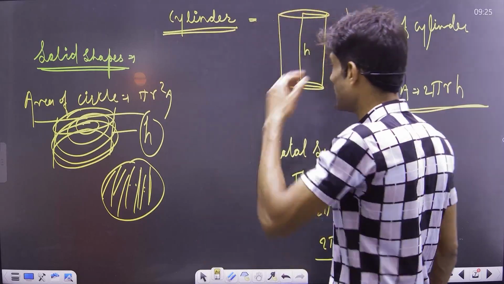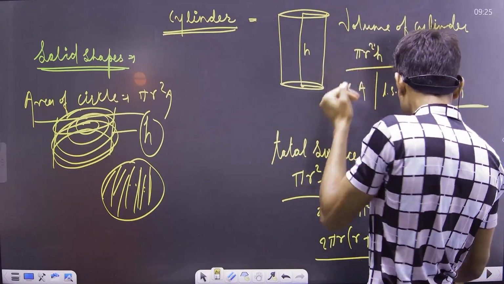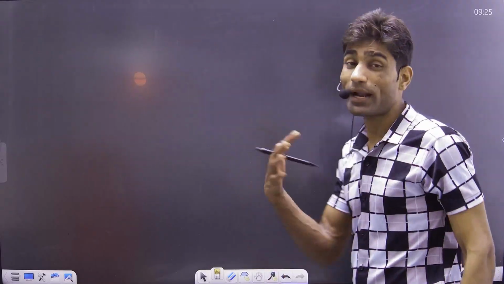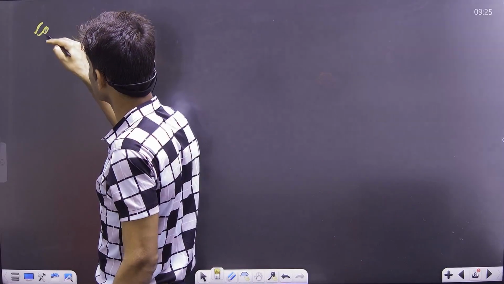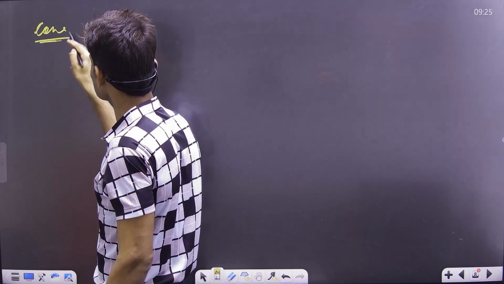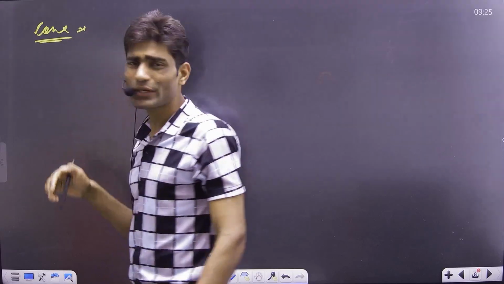After the cylinder we have to go to the next part, the cone. Have you seen a cone, everyone? Yes, we have seen cones plenty of times, like a chocolate cone or a birthday cap cone. So it looks like a cone.